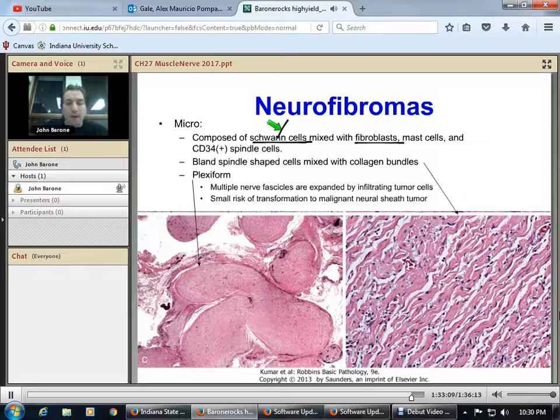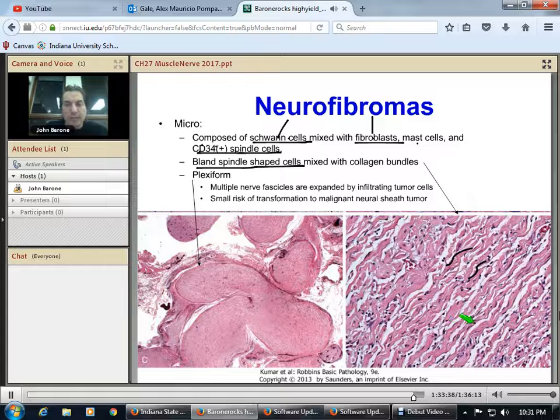Okay, here's what they look like. Under the microscope, they're composed of Schwann cells mixed with fibroblasts. Neurofibroma. Got it. Schwann cells and fibroblasts. Also some mast cells too. Notice they'll have CD34 positive spindle cells. That's a marker of like immature cells, like stem cells. Now these cells are going to be very bland, hard to even see them.